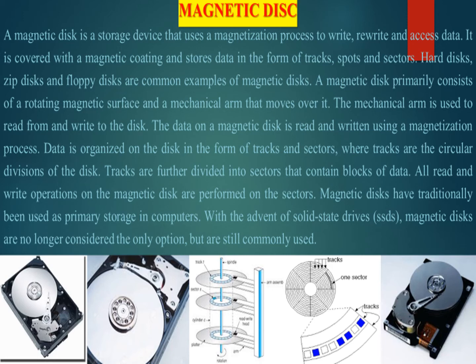A magnetic disk primarily consists of a rotating magnetic surface and a mechanical arm that moves over it. The mechanical arm is used to read from and write to the disk. The data on a magnetic disk is read and written using a magnetization process. Data is organized on the disk in the form of tracks and sectors, where tracks are the circular divisions of the disk. Tracks are further divided into sectors that contain a block of data. All read and write operations on the magnetic disk are performed on the sector.